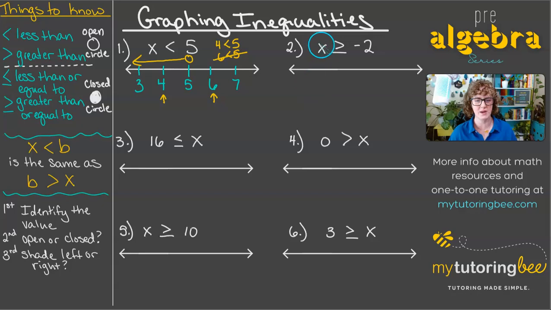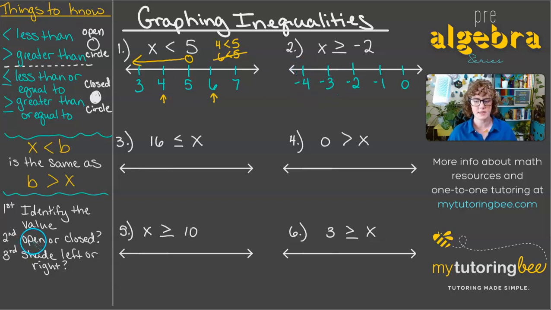Let's go on to the second one. x is greater than or equal to -2. Our first step is to identify the value. I see -2, so I'm going to go ahead and just plot that right there on my number line, and then again just a few other values to the left and to the right of that.